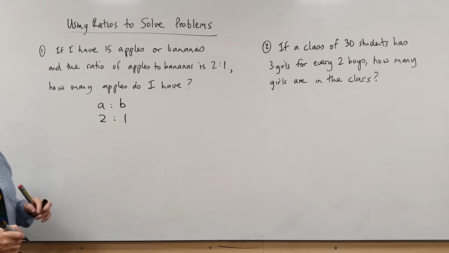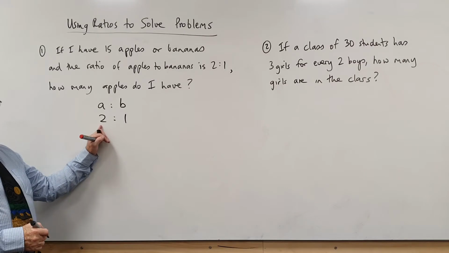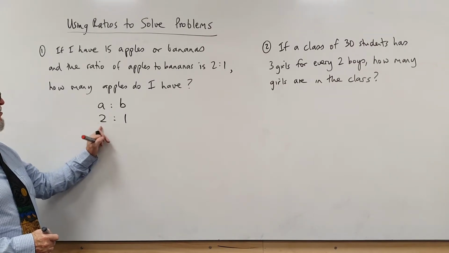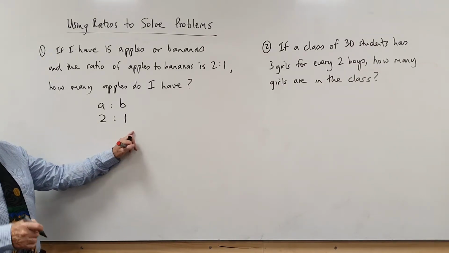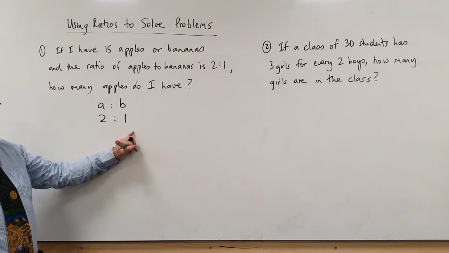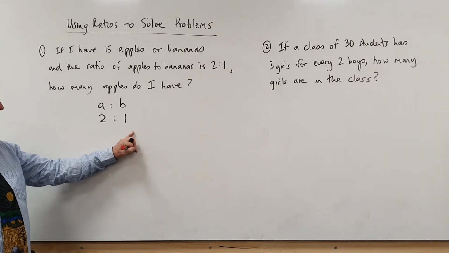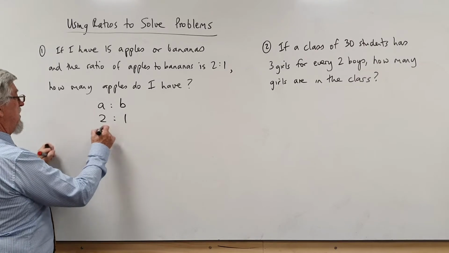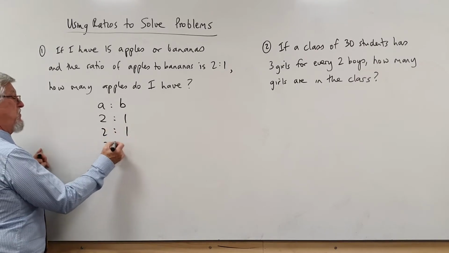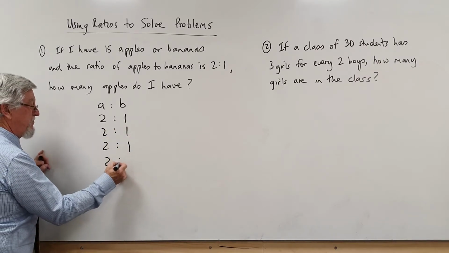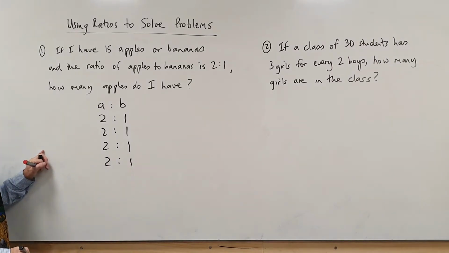So do we have more apples or more bananas? We've got more apples. A lot of people will look at it and go, I've got twice as many apples as bananas, and they'll just say what the answer is. But let's say you don't see it. The long way is you go 2 apples, 1 banana, 2 apples, 1 banana, 2 apples, 1 banana, 2 apples, 1 banana, until you run out of apples and bananas.